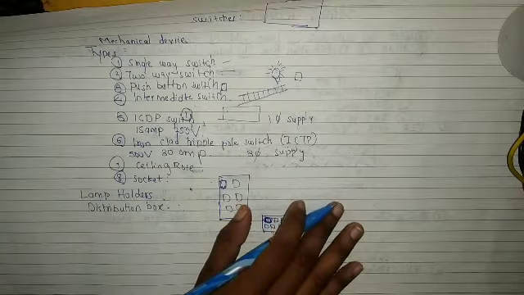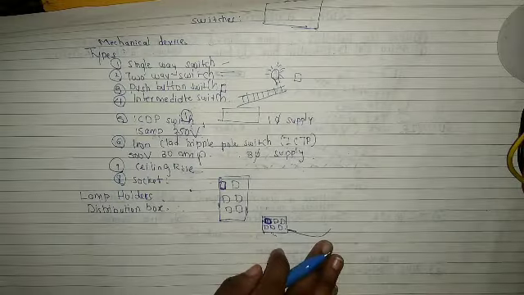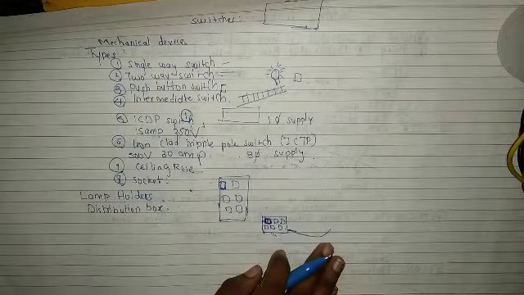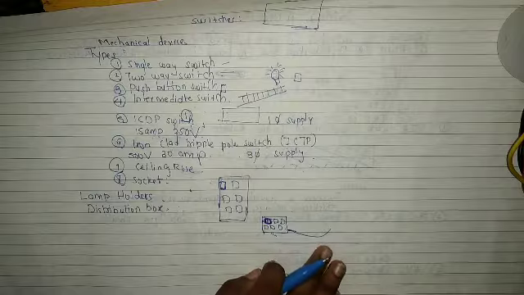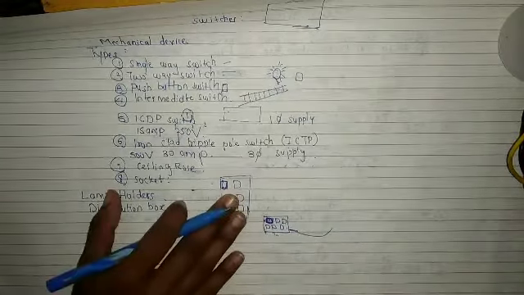right? So the main supply is brought from the main switch to the distribution box, and then it is taken independently for each circuit of the box. So this is about the distribution box.